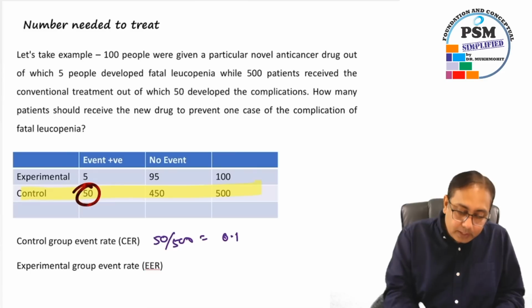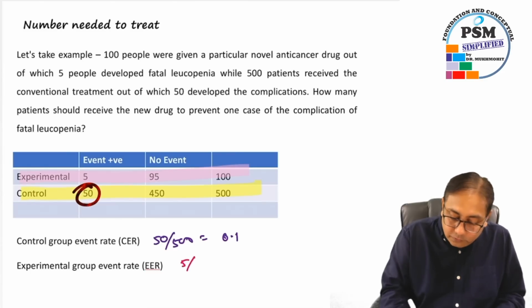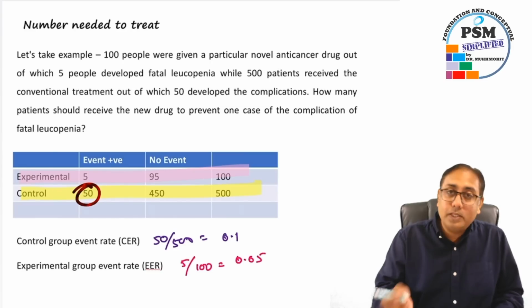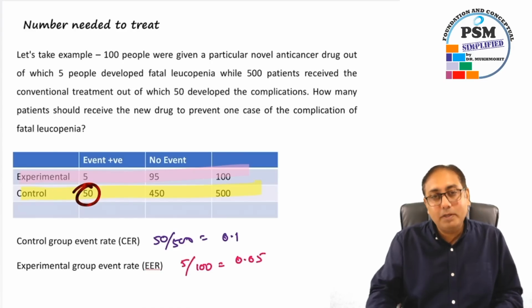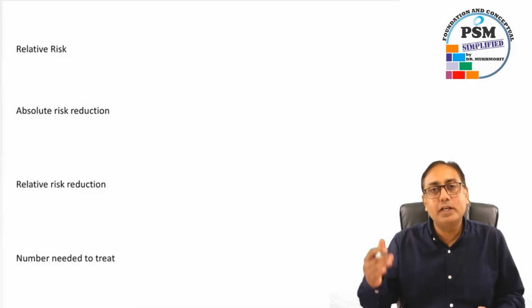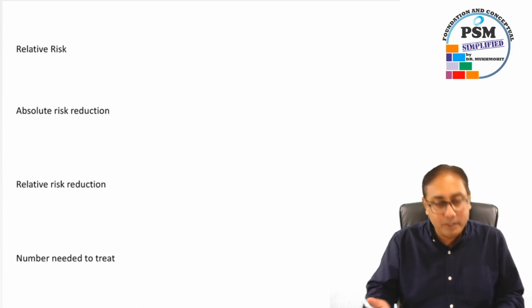Experimental event rate. In the experimental group, which one is the experimental group? That is 5 out of 100. So 5 out of 100 got the event, that is 0.05. Now once you calculate the control group and experimental group event rates, you are eligible to calculate the relative risk reduction, absolute risk reduction, relative risk, and the number needed to treat.